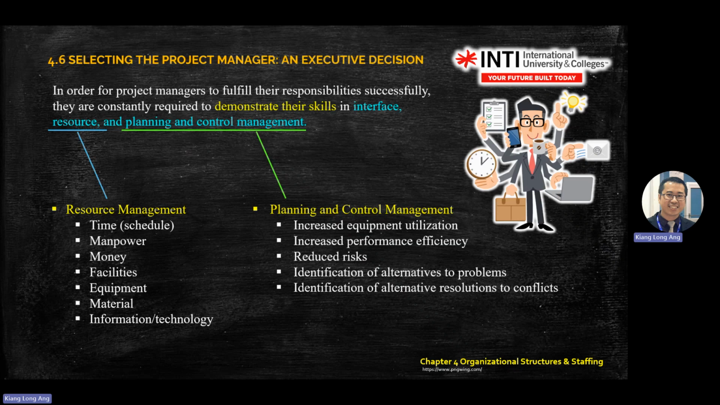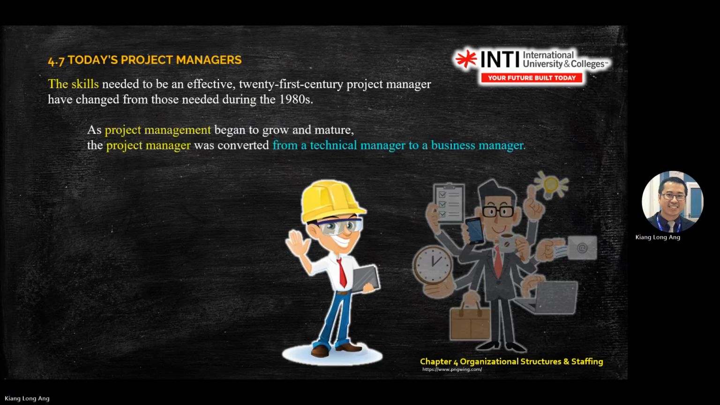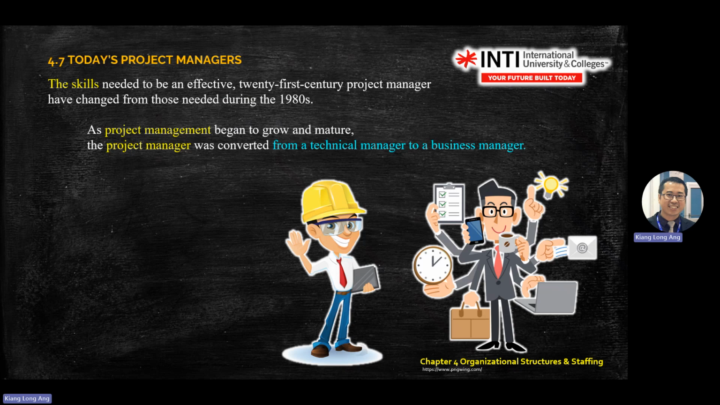Okay, these are the three skill sets: interface, resources, planning, and control. Today, the project manager role has changed since the 1980s. The rest you read. Now the project manager has converted from the old 1980s technical manager to a business manager. You think about how to make profit, how to reduce cost, sell at a high price, and how to bid for the project at the lowest cost, in the business sense.